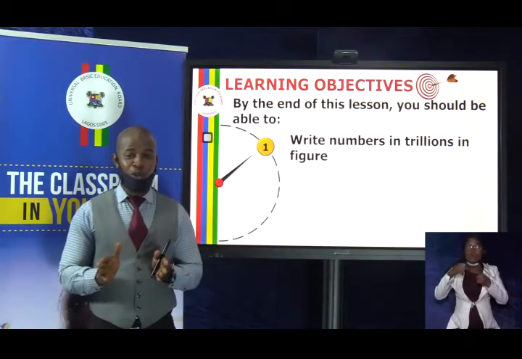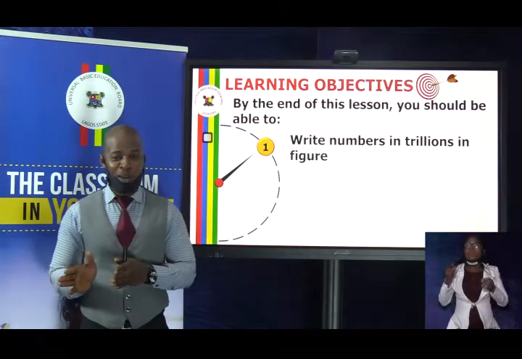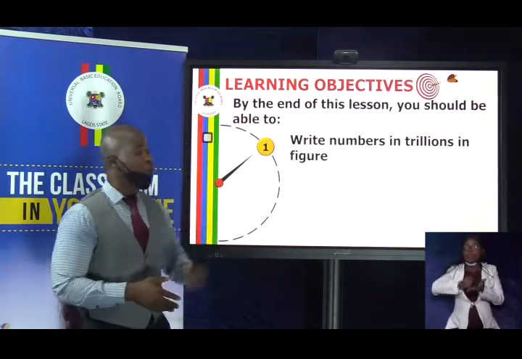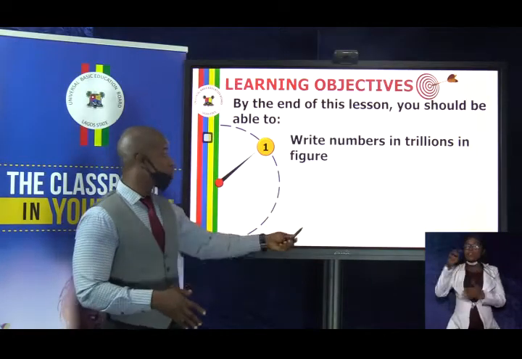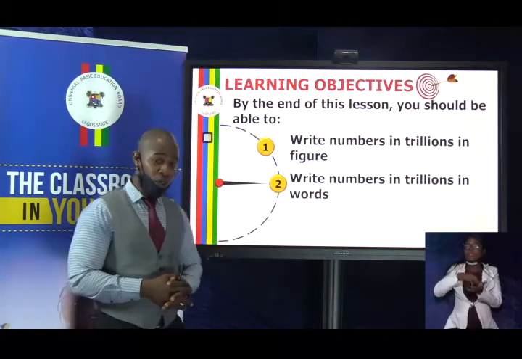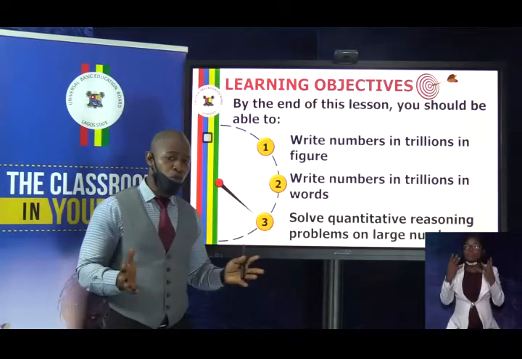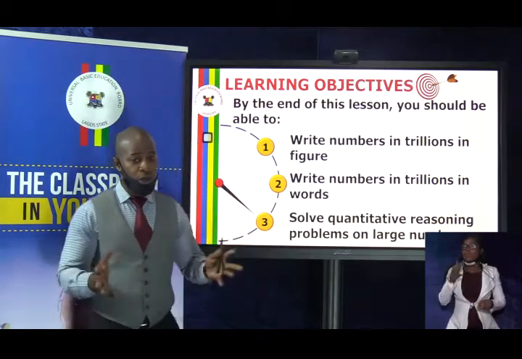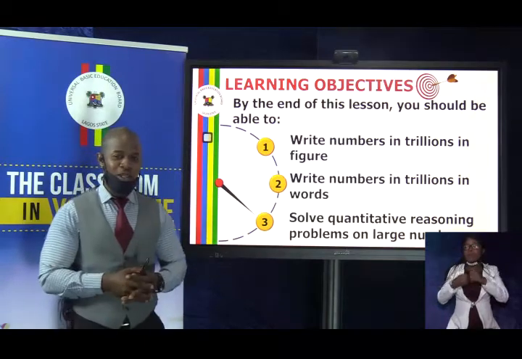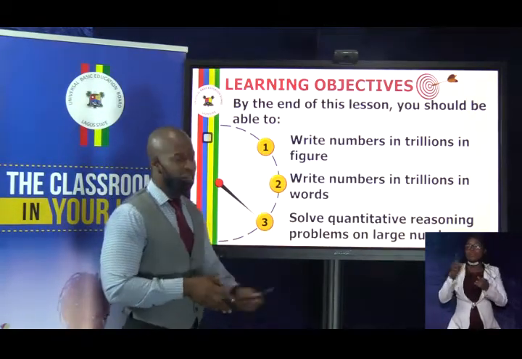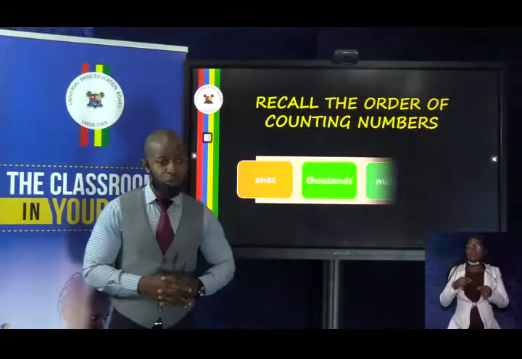We're not going to be going all the way to the Googolplex. We're just going to stop at trillions for your level. You're going to be able to write numbers in trillions in figures. You'll also be able to write numbers in trillions in words. And finally, you will be able to solve quantitative reasoning questions pertaining to large numbers. I'm sure some of you love quantitative reasoning. We'll be having that today. So let's just go right into it.